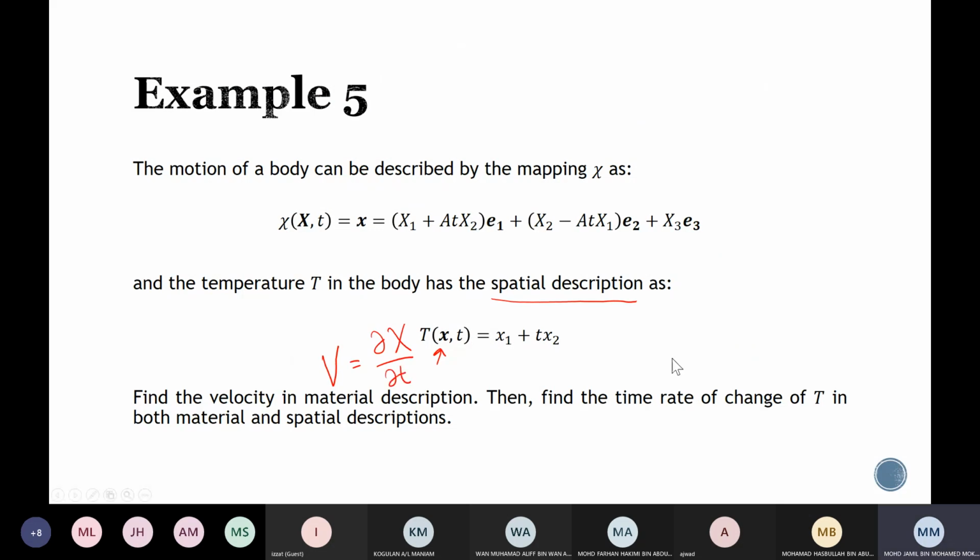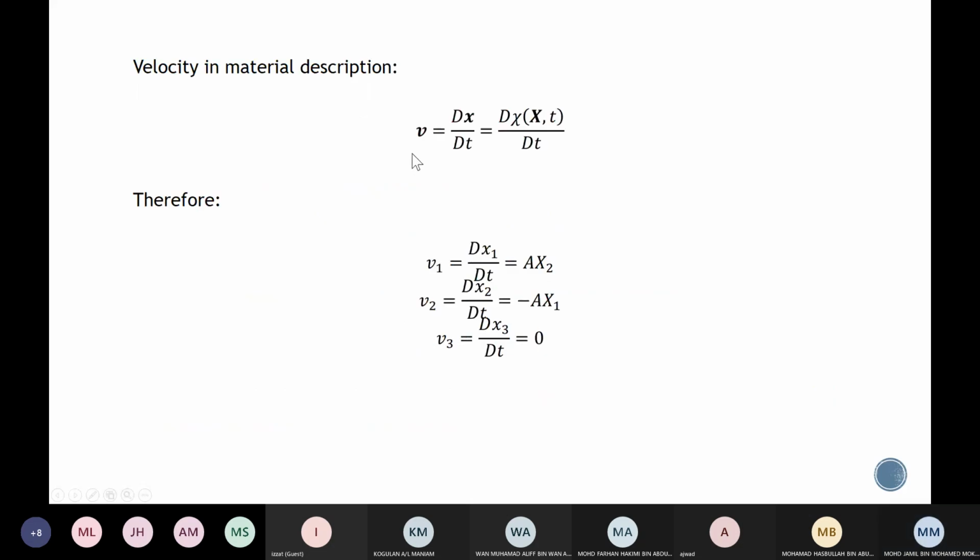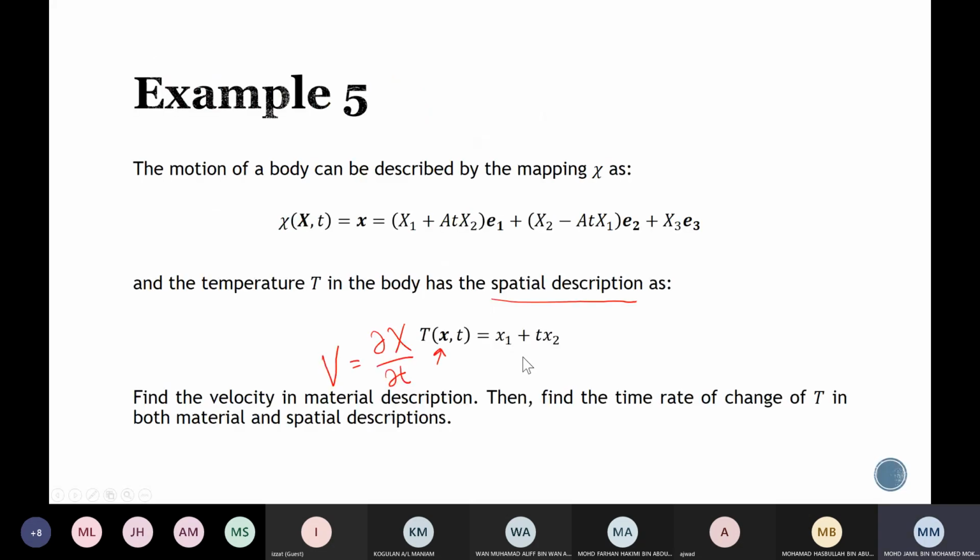So let's look at how to answer this. Okay, sorry, ni salah ni. This is actually a big V, okay? So big V, you just differentiate X with respect to time. Okay, V1, big V2, big V3. Okay, so you differentiate the spatial. So differentiate x1 over dt, x2 over dt, x3 over dt. So let's look at this thing first.